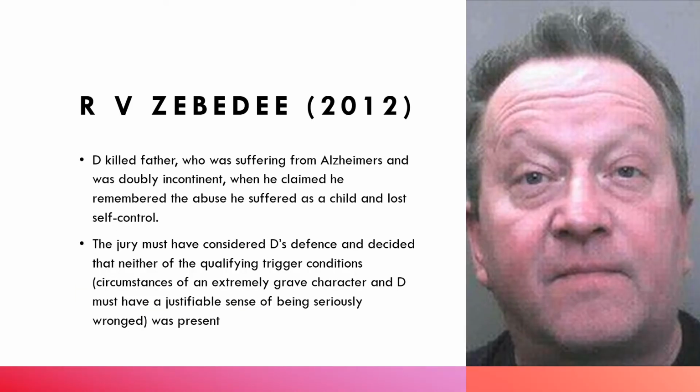In the case of Zabidi in 2012, so decided under the new law, the defendant killed his father, who was suffering from Alzheimer's and was double incontinent, so he was very frustrated looking after him. But he also claimed he remembered the abuse he suffered as a child and he lost self-control. Now, we don't know what a jury debates. That's the nature of the jury. We don't know what they discuss. But by the fact they rejected this defence and found him guilty of murder, we could probably glean that the jury must have considered this defence and decided that neither of the qualifying triggers was present. So those circumstances were not extremely serious to the defendant or extremely grave, and there is no question an ordinary person would not feel justifiably wronged on this occasion, so they found him guilty of murder.